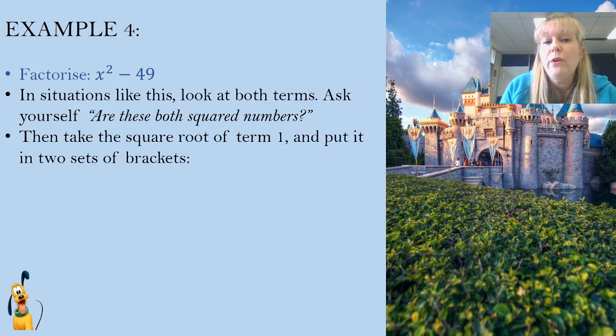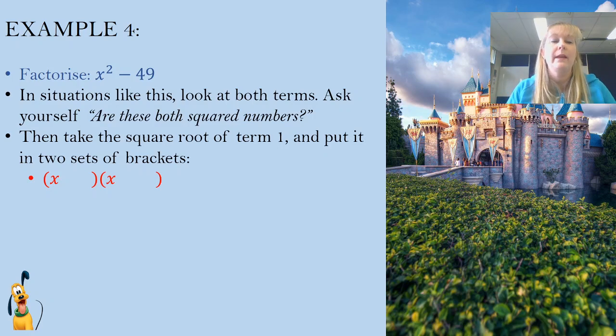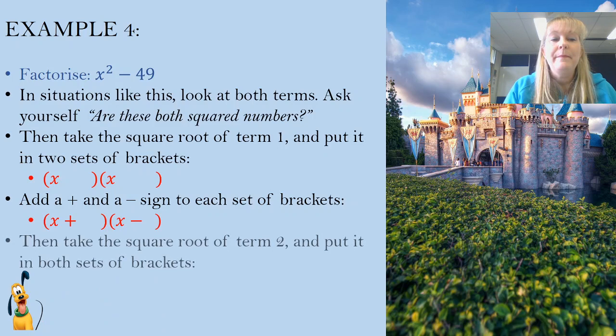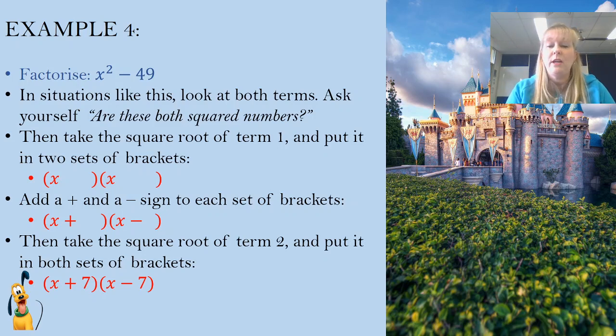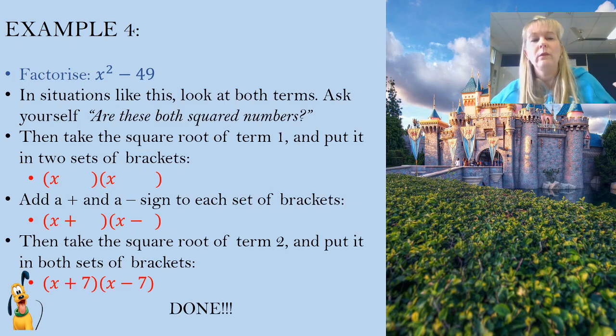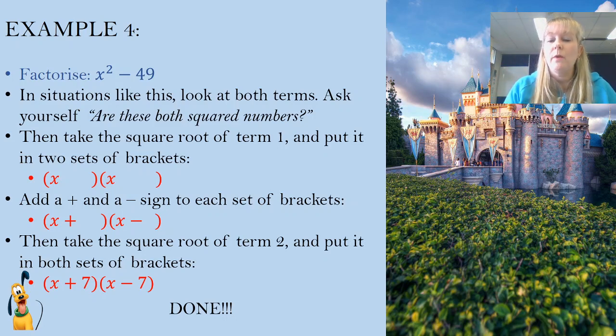So I take the square root of the first term, x squared, and I put it into 2 sets of brackets, and I leave some space for the rest of my answer. So I've just got x, x. And then I'm going to put a plus sign in one set of brackets and a minus sign in the other set of brackets. And then lastly, I'm going to take the square root of the second term, 49, which is 7, and put that into both sets of brackets. Now, the best way to check this before I walk away is to expand x plus 7, x minus 7. I could use my rule and double check it, or I could use FOIL, first, outside, insides, last, and get it back to x squared minus 49, and then I would know I was done.